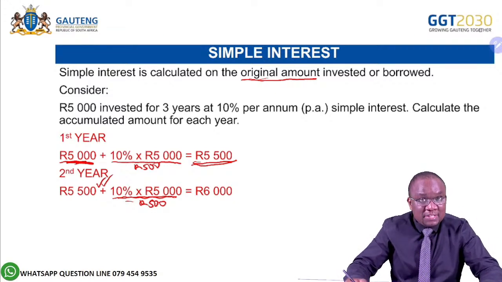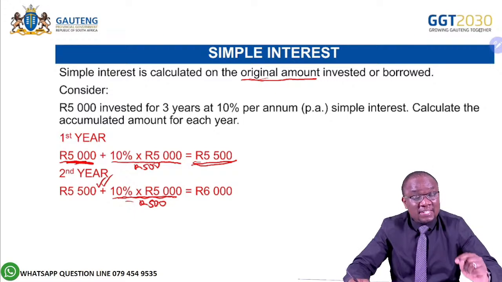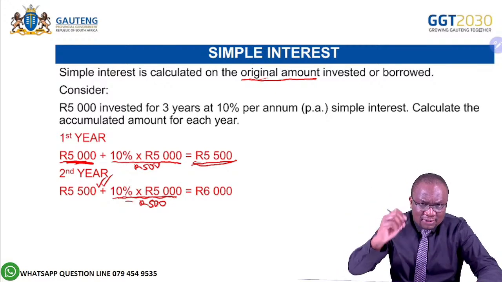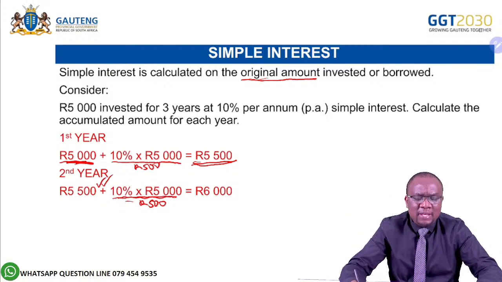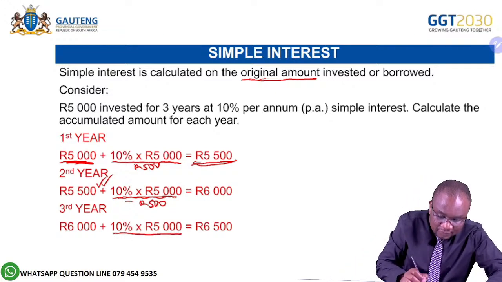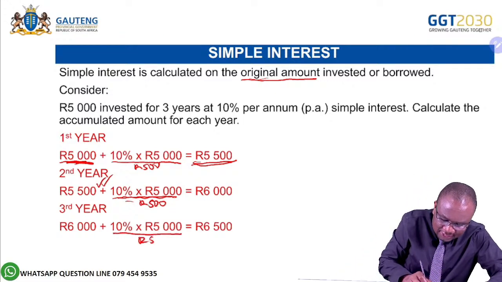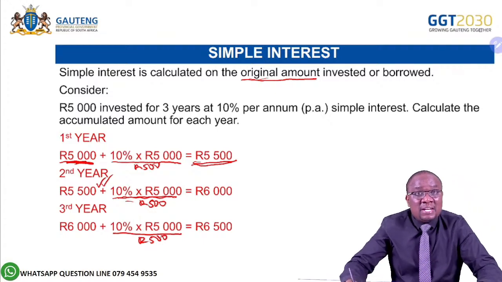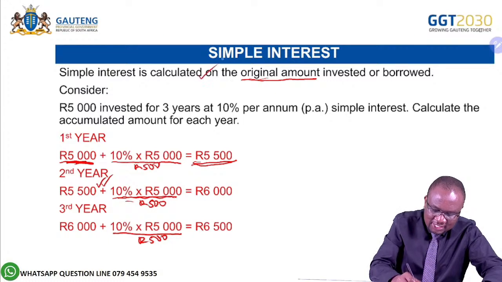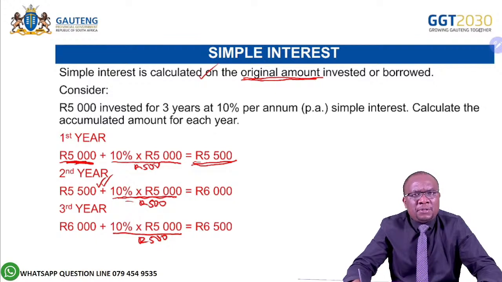Let's do the last year, third year. The balance now in the bank is 6,000. Is the 6,000 going to gain interest? No, it is the original amount that was invested that gains interest. So it's going to be 10% of 5,000. You see that? Okay, so this is 500 Rand, and then we get 6,500. So simple interest is the interest calculated on the original amount invested or borrowed.